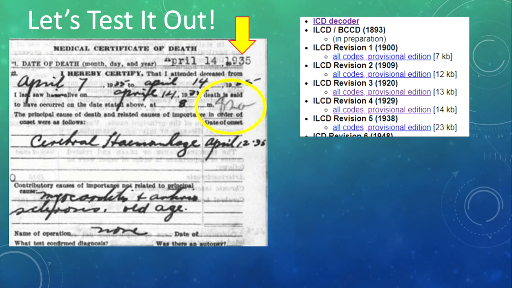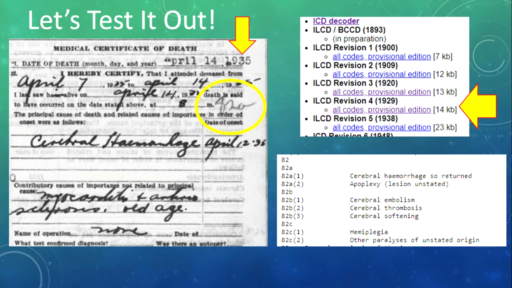When we look over at our ICD, we're going to check out which ones we want. There is a revision number 5 that happened in 1938. Since that's after our death date, we don't want to use that number or that book. So we're going to go back one and use revision number 4, which was in 1929. And when we pull up that book and browse through the numbers and come to 82A, we find cerebral hemorrhage as being the cause of death, which matches what we see written on the document.